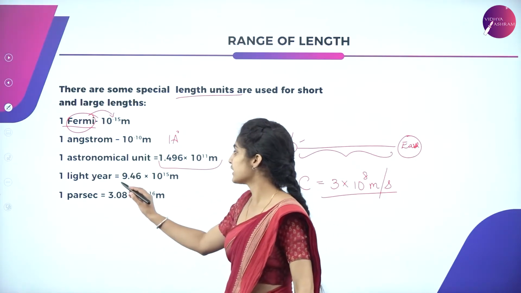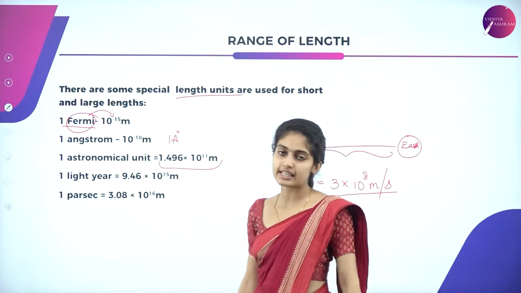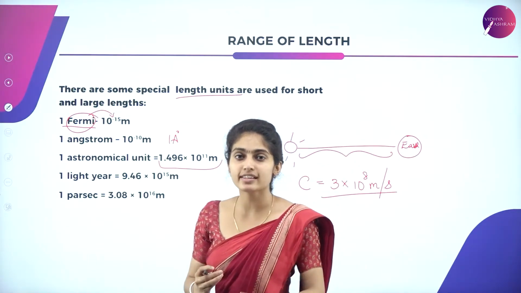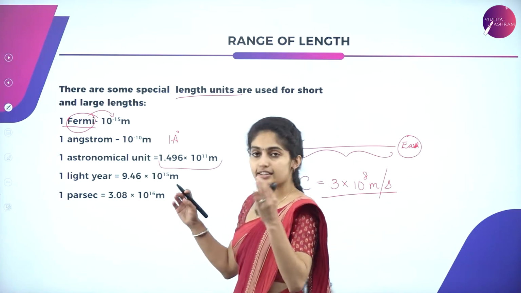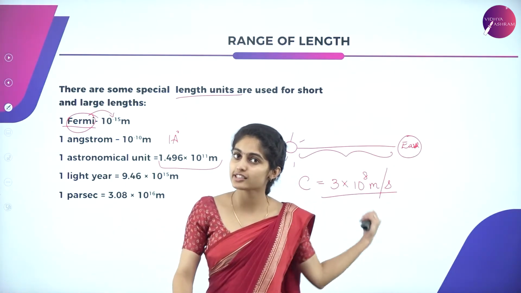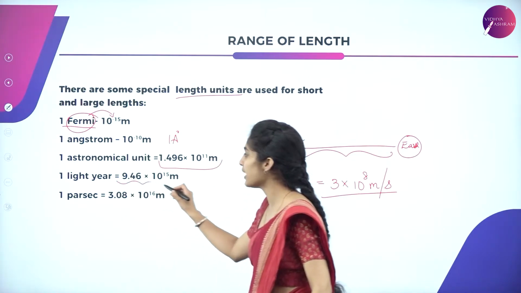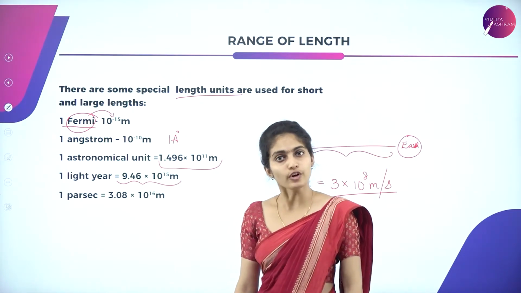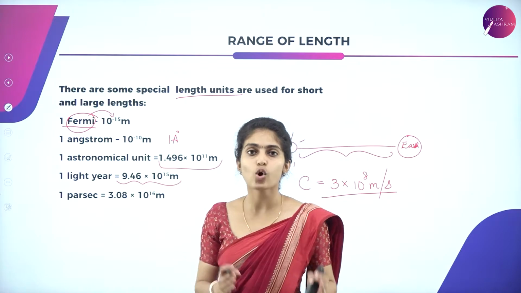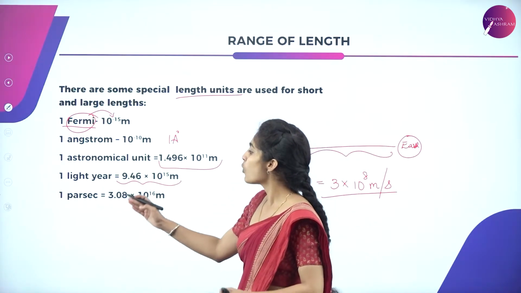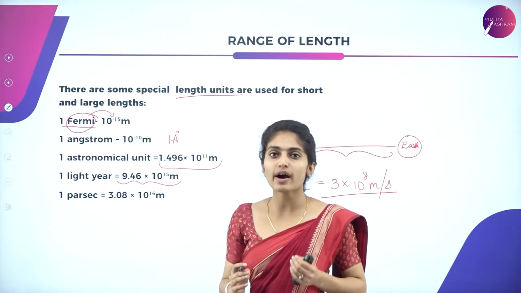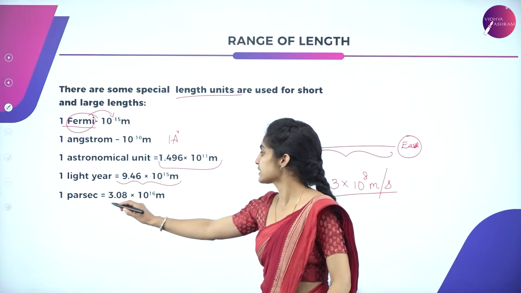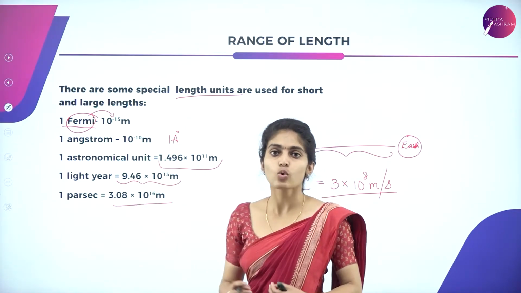So that value is given as 9.46 into 10 raised to 15 meter. The distance traveled by the light with a certain velocity in 1 year is given by this value, that is 9.46 into 10 raised to 15 meters. So that is called 1 light year. Similarly, 1 parsec. The value of 1 parsec is 3.08 into 10 raised to 16 meters. Okay, so that is 1 parsec.